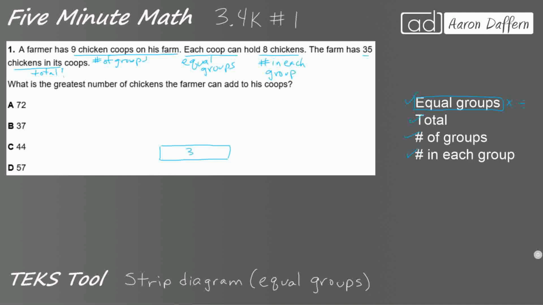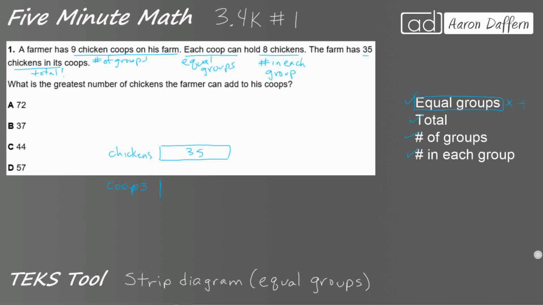All right, so we've got 35 current chickens. Look at the question, it's asking, what is the greatest number of chickens the farmer can add? So it seems like the chicken coops aren't full. Well, let's draw what we can with the chicken coops. All right, so let's put our coops right here. And what do we know about the coops? Well, there are 9 chicken coops.